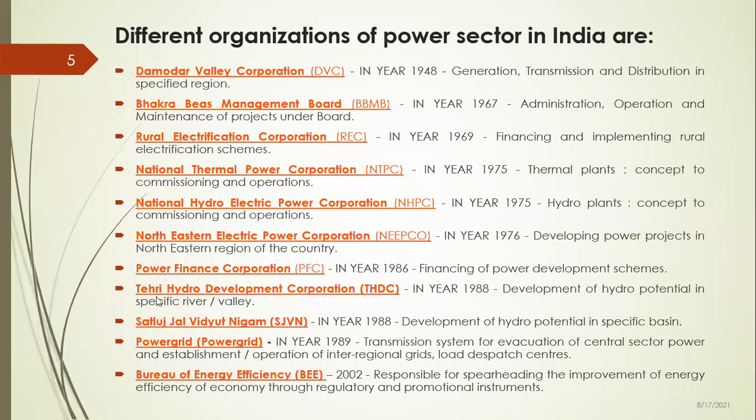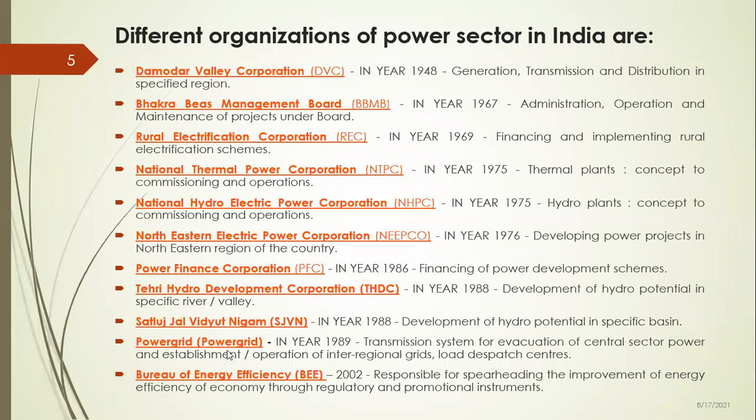Next is the Tehri Hydro Development Corporation, THDC. It was established in 1988. It deals with the development of hydro potential in a specific river valley. Next is the Satluj Jal Vidyut Nigam. It was established in 1988 and it deals with the development of hydro potential in a specific basin.